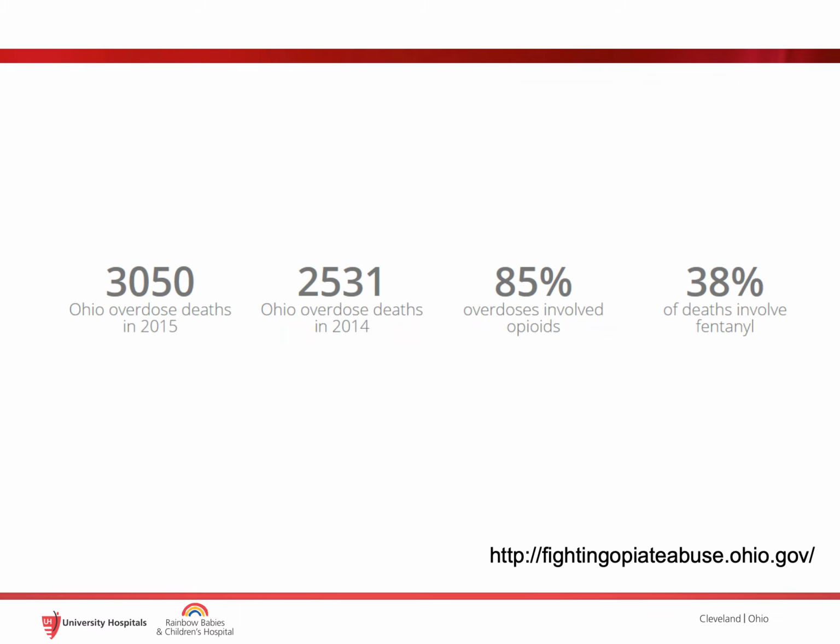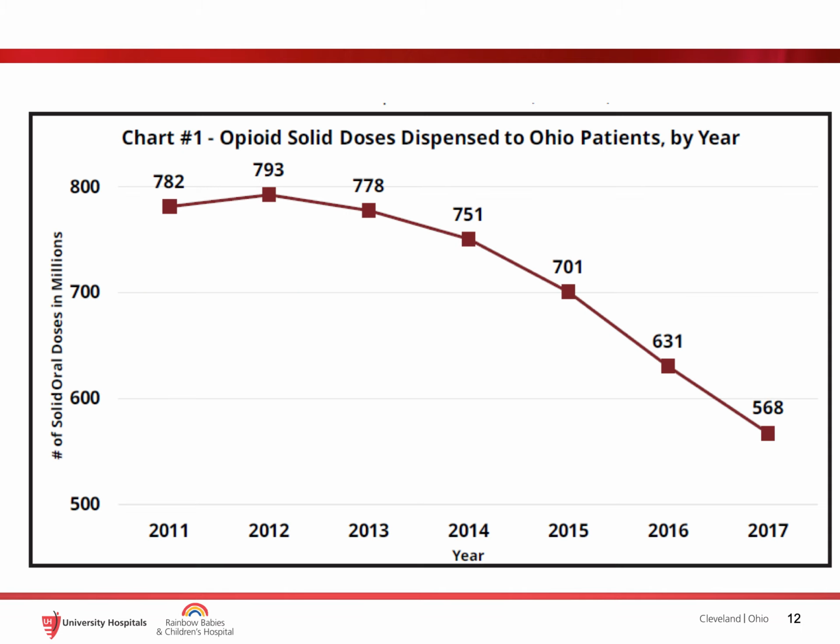So now to go more focused, looking at the Ohio opioid epidemic. In Ohio, it's been shown that there were over 3,000 overdose deaths in 2015. And 85% of those included opioids, and 38% were from fentanyl. This chart also shows the number of opioids that have been dispensed in Ohio by year. If you notice, from 2011 to 2012, there was definitely an increase in the number of opioids prescribed. And then incrementally, yearly after that, it has decreased. So we have definitely decreased the number of opioids being prescribed in Ohio.